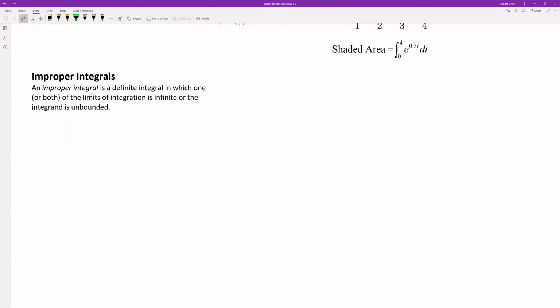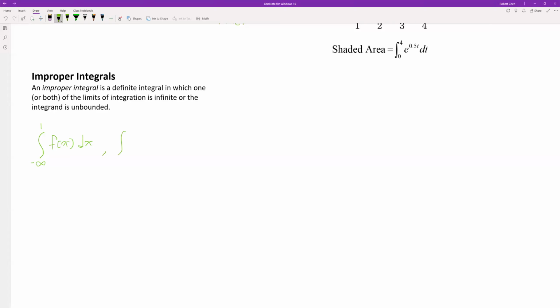All right, the last type of integral we're going to talk about in this section is called improper integrals. All right, and so an improper integral is a type of definite integral in which one or both of the limits of integration, or the bounds of integration, is infinite, or the integrand is unbounded. Okay, so one example would be going from negative infinity to 1 of some function, right? Because the lower bound is negative infinity, that makes it an improper integral.